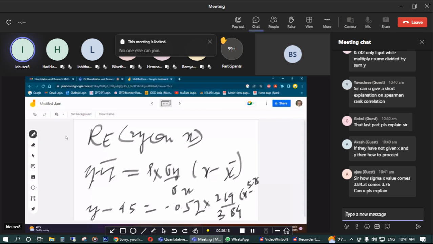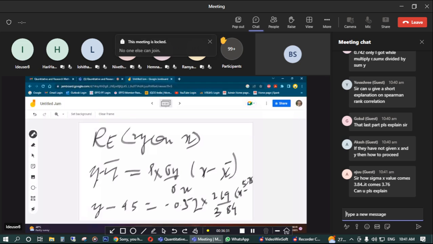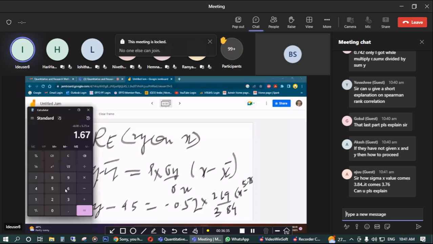Okay. So just solve it. Y minus 4.5 is equal to... solve this. So 2.69 divided by 3.84, into 0.52 is how much? 0.36 with a minus sign.